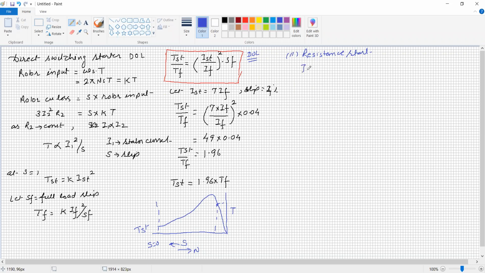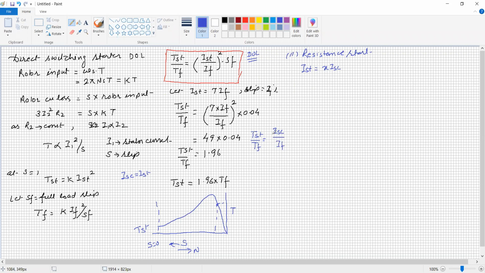Starting current is equal to X into short circuit current. This equation can be written as starting torque upon full load torque is equal to ISC. Because we are not reducing the current by any means here, we can say that ISC is equal to IST, the starting current is equal to the short circuit current.